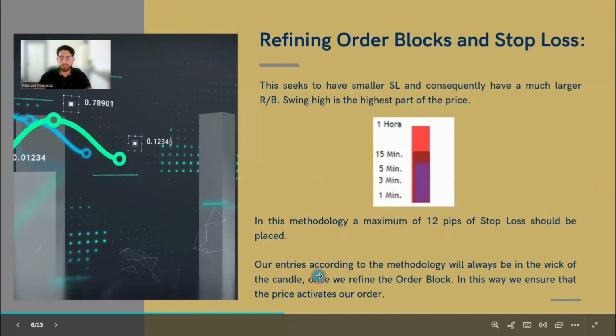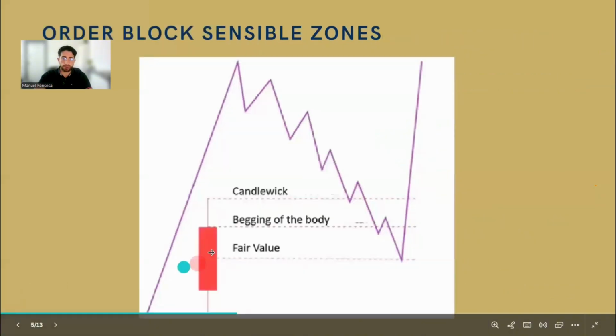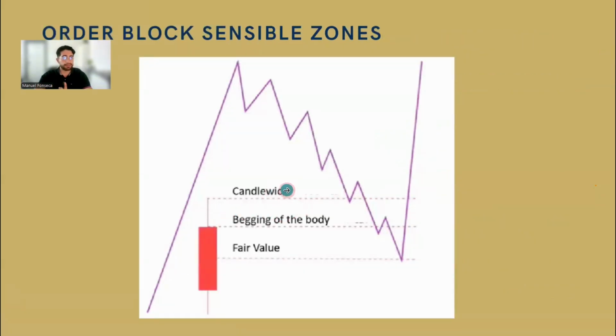Our entries according to this strategy will always be in the wick of the candle. Once we refine the order block, in this way we ensure that the price activates our order. Sometimes I prefer to put the order just in the candle wick, just here, because I want to risk a little bit more, like 2 or 3 pips, and guarantee that my order will be open, because sometimes we have a spread, and when there is a spread, the order does not open.